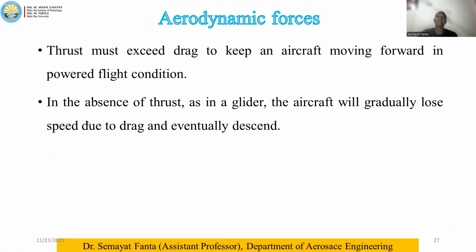Thrust must exceed drag to keep the aircraft moving forward in the powered flight condition. Except for the cruising condition, in powered flight thrust must exceed drag. In the absence of thrust, as in a glider, the aircraft will gradually lose speed due to drag and eventually descend. So this is the gliding flight condition, or unpowered flight condition.